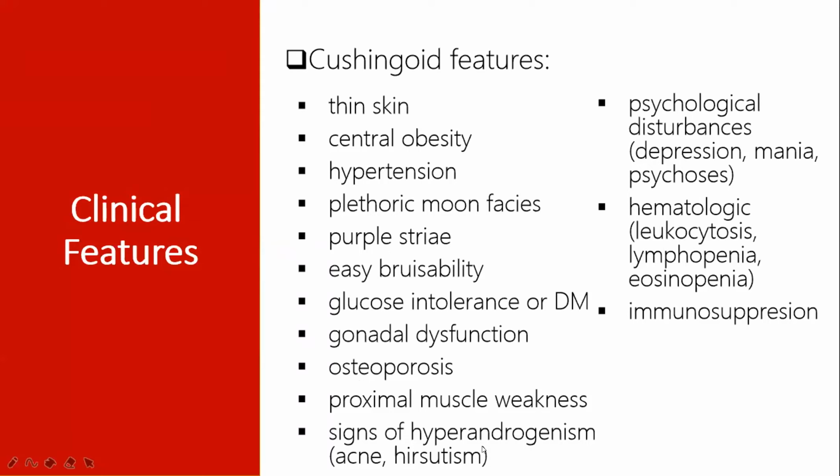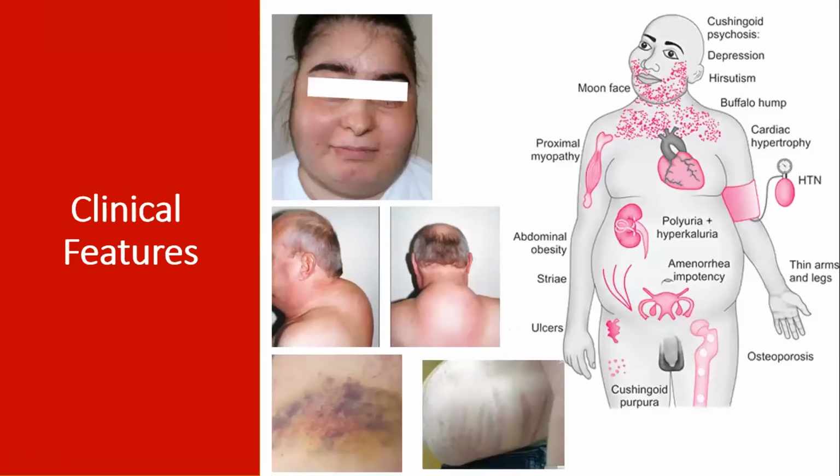And then there will be signs of hyperandrogenism, such as acne and hirsutism. And oftentimes there would be psychological disturbances in the form of depression, mania, and psychosis. And there would often be hematologic derangements. So in the CBC, we should be able to look at leukocytosis, lymphopenia, and eosinopenia. And of course, immunosuppression, which is an effect of increased steroid levels.